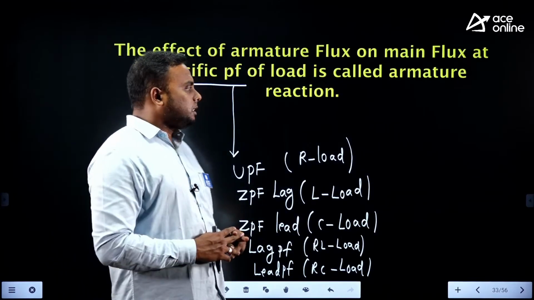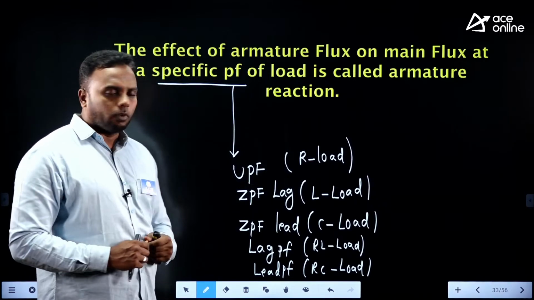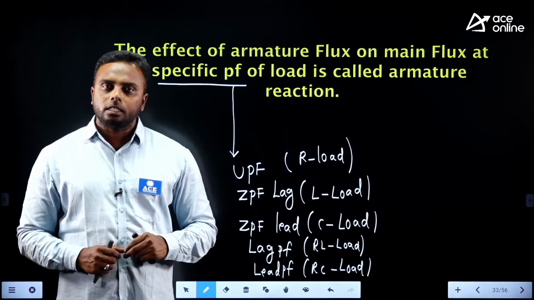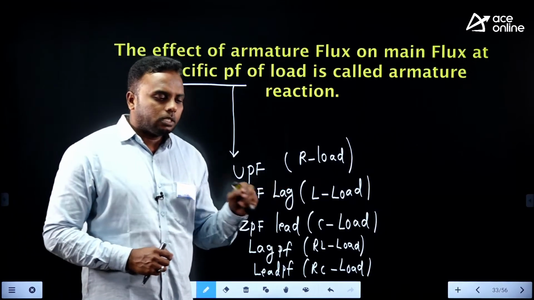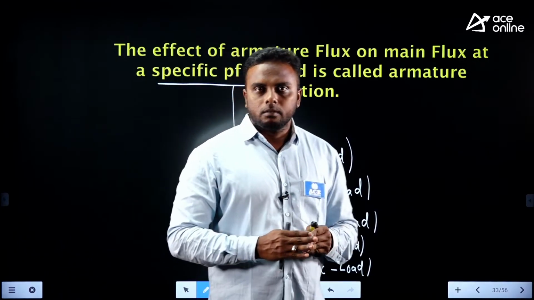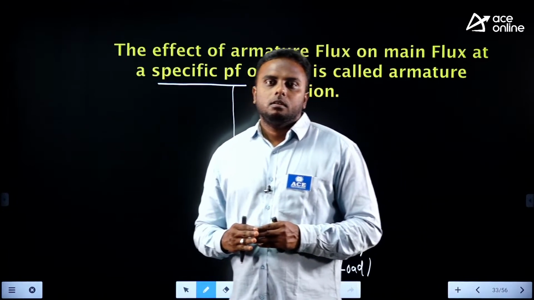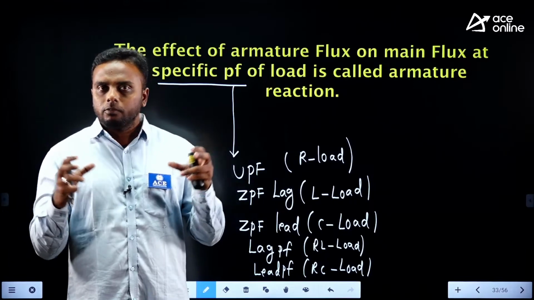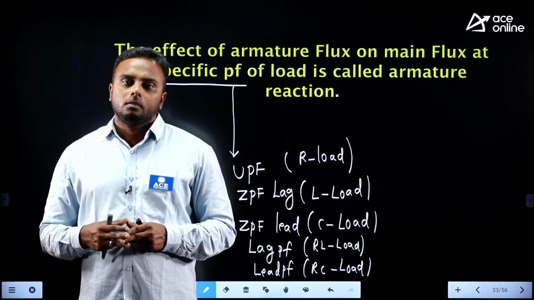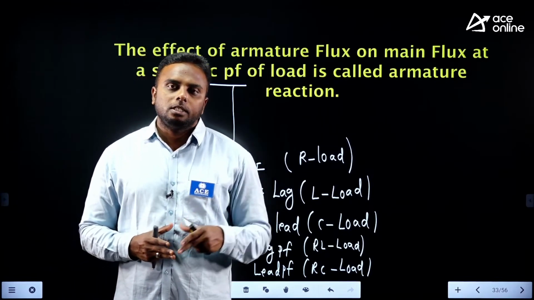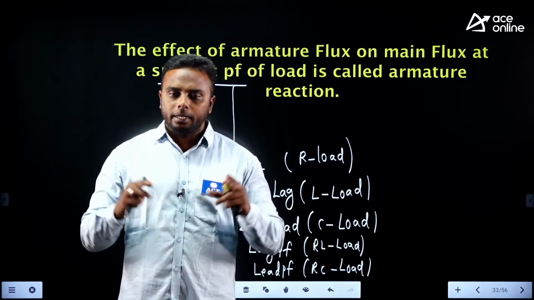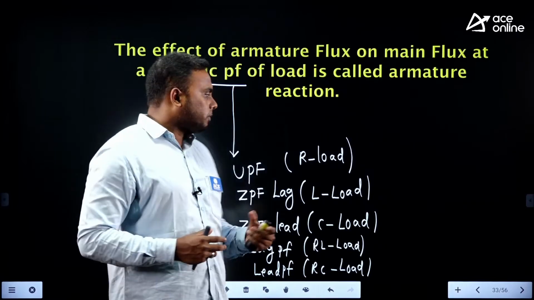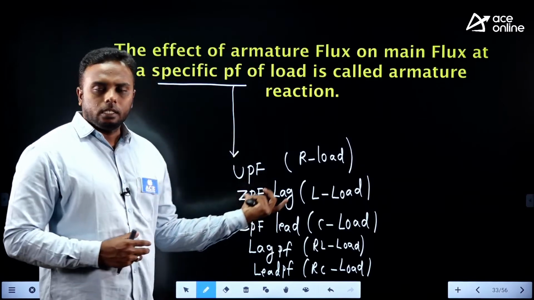Okay. Now let's see one by one. First, case 1: if the load is resistive load, what type of reaction takes place? For synchronous, the advantage is we can draw the phasor diagram for each case, and directly observe from the phasors the effect of armature flux on main flux. But in a DC machine it is not possible, so we have to draw complete machine diagrams there to understand this. That's why it is easier to analyze in the case of synchronous.